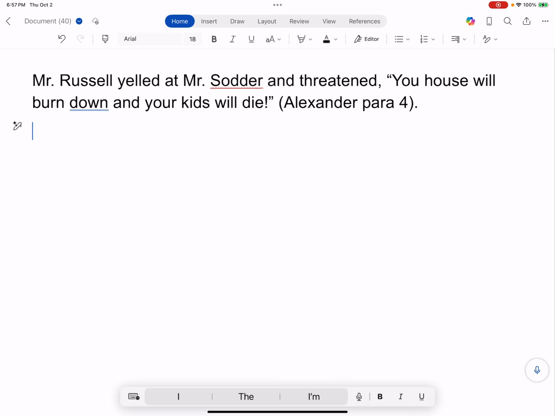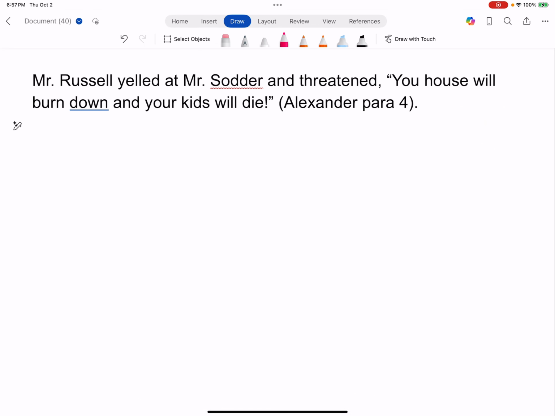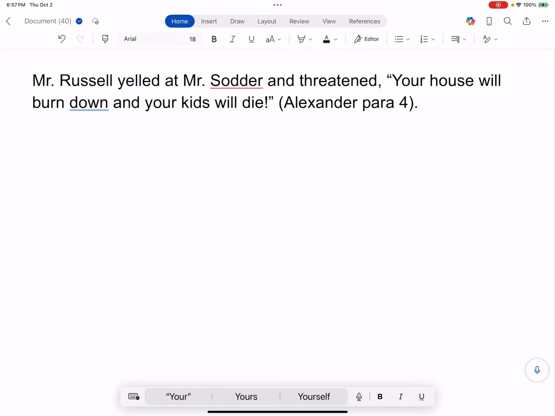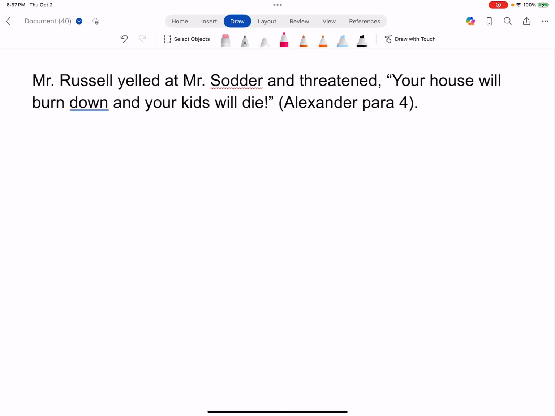I wanted to show you how to expand on your writing. So, for example, if you had this in your essay and it was Mr. Russell yelled at Mr. Sauter and threatened your house, let's correct it, your house will burn down and your kids will die. Okay, the first thing you need to do after this is gather the information for the 5 W's.